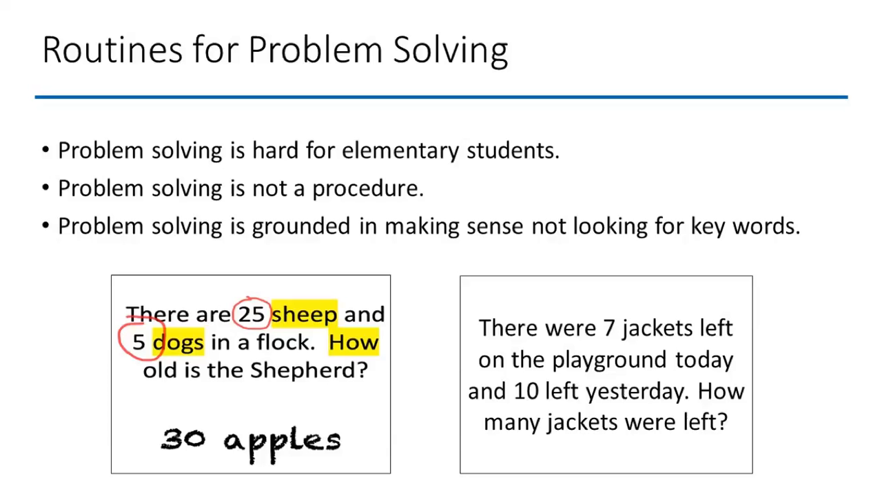If you look on the right side, there were 7 jackets left on the playground today and 10 left yesterday. How many jackets were left? Left means subtract. But to solve that problem, you have to add. So we do things because we pursue answers, and unfortunately don't arm kids with opportunities or routines for thinking.